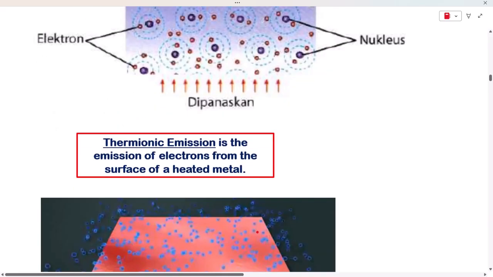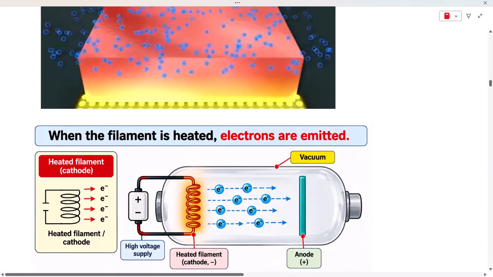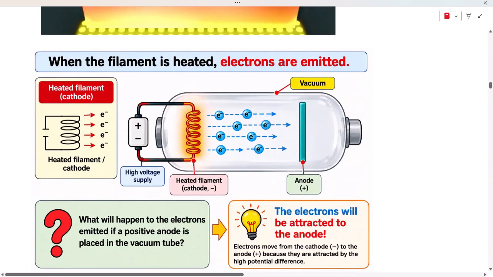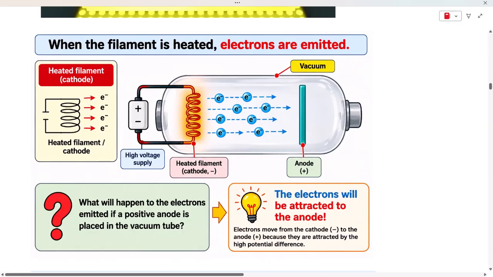So thermionic emission is the emission of electrons from a heated metal surface. When the filament is heated, electrons are emitted. Now, what happens to the emitted electrons if we put a positive anode in a vacuum tube? Here is the vacuum tube. Vacuum means no air molecules. This is the anode and here is the cathode. We connect the anode and cathode by supplying a potential difference.